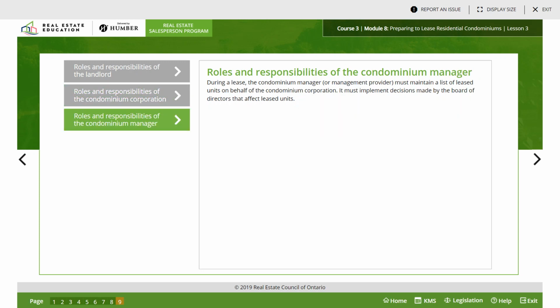Roles and responsibilities of the condominium manager. During a lease, the condominium manager or the manager provider must maintain a list of leased units on behalf of the condominium corporation. It must implement decisions made by the board of directors that affect leased units.